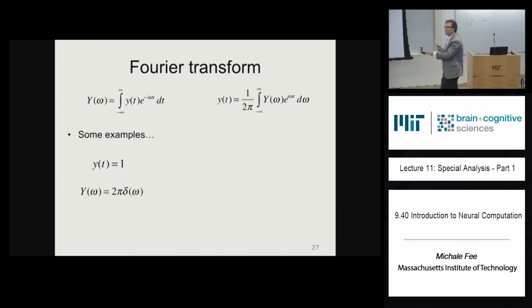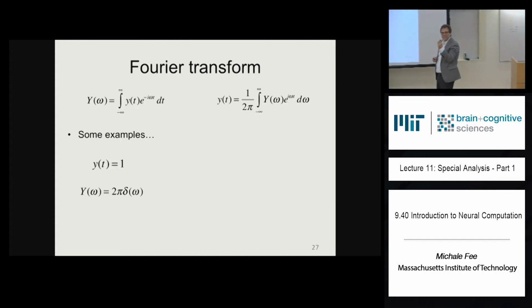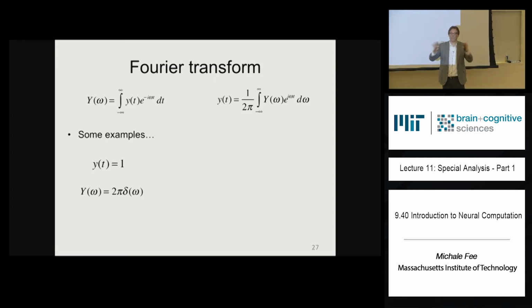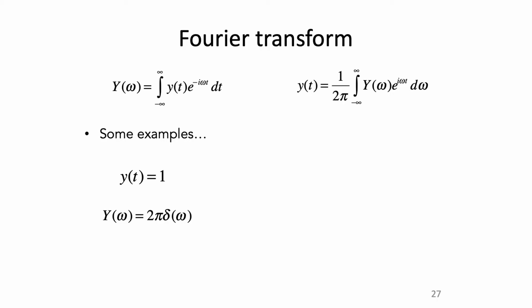Okay? And it's a really good one to know. The Fourier transform of a constant is a delta function. That's called a Fourier transform pair. You have a function and another function, where one function is the Fourier transform of the other function. That's called a Fourier transform pair. Okay? So the Fourier transform of a constant is just a delta function at 0.